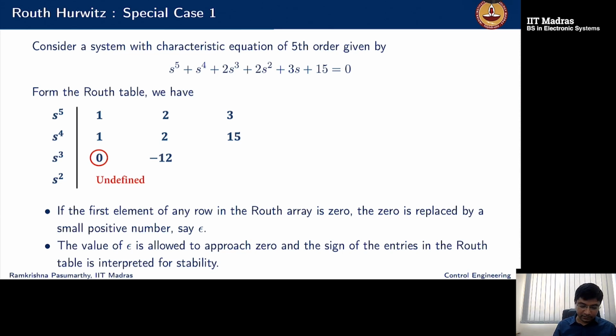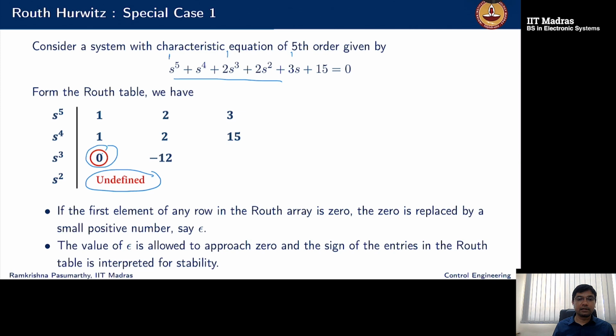Now let me take this fifth order polynomial. So I write the Routh table, start with s power 5. I have 1, I have 2, I have 3. Then I have 1, 2, and 15. I do the little computations. It turns out that I get a 0 here. If this is 0, this coefficient is undefined because I divide something by 0.